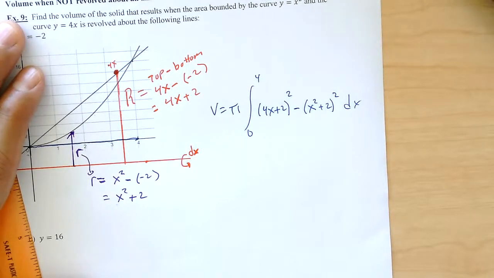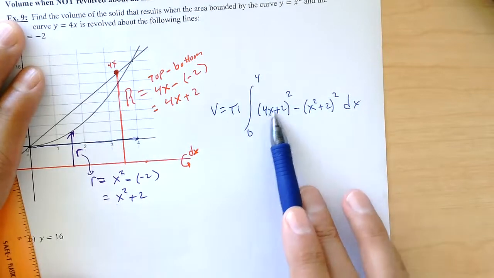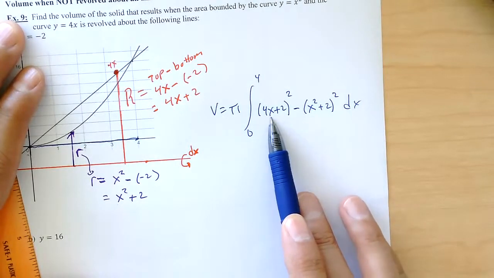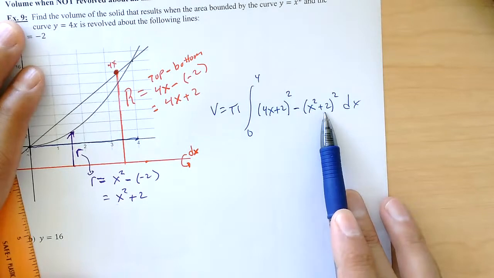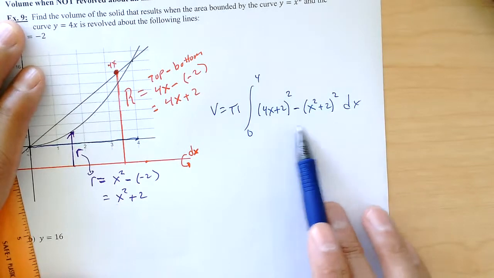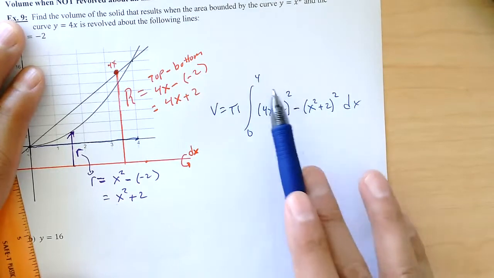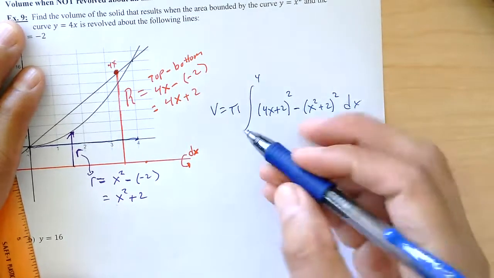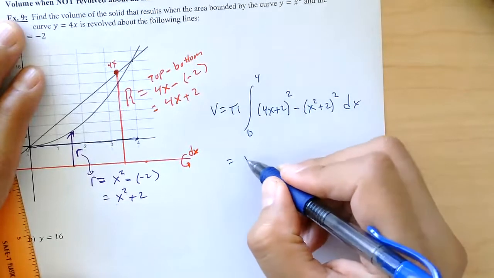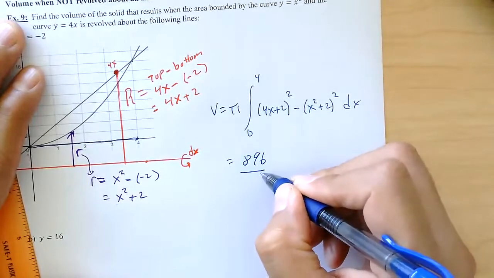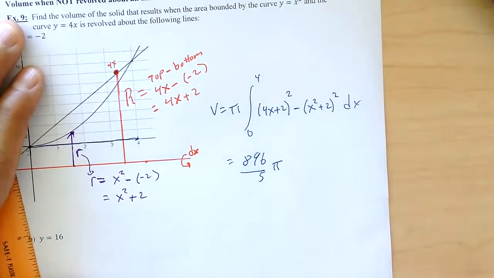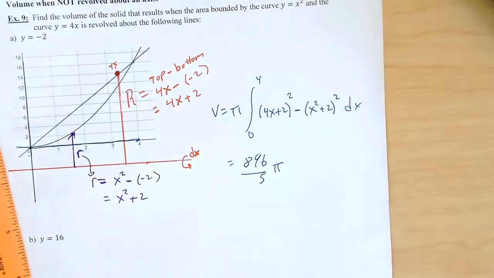Now, algebraically, it will get messy. You have to square that. You have to square that. You're going to combine like terms. You're going to work it all out. Well, combine like terms, integrate, top minus the bottom. And if you do that, you're going to end up with that: 896 over 5 times pi. Now, here the biggest thing is the setup.